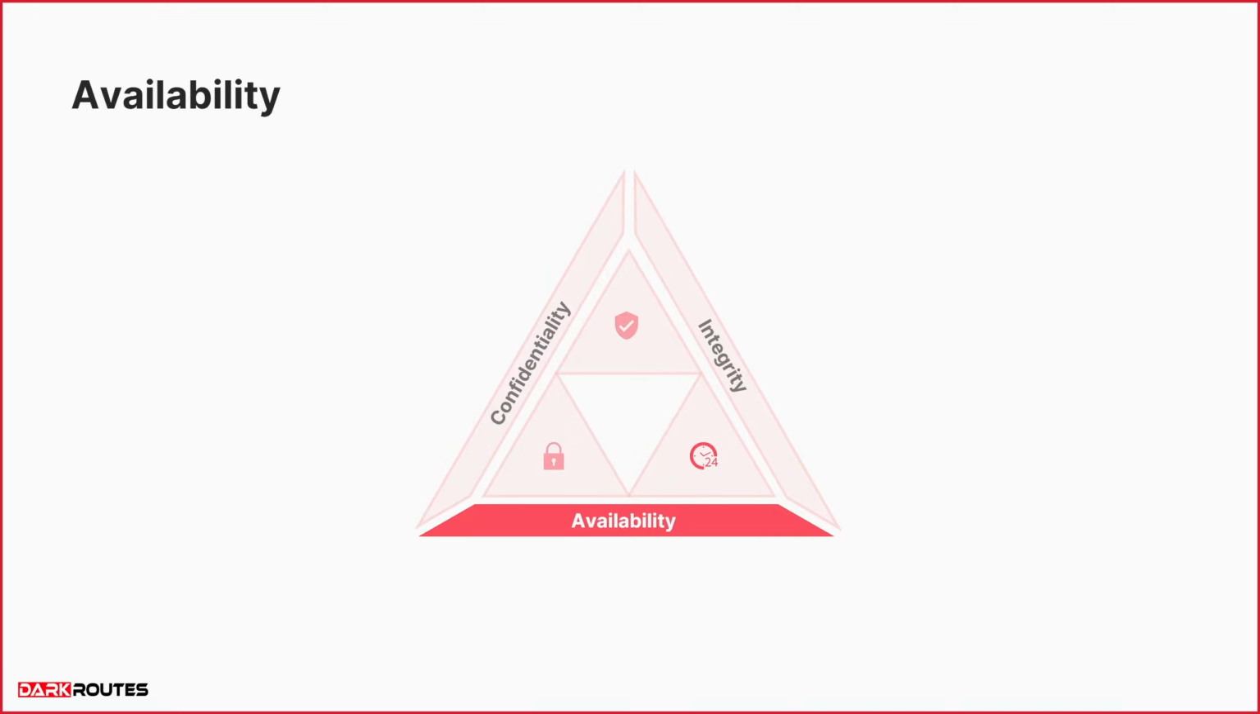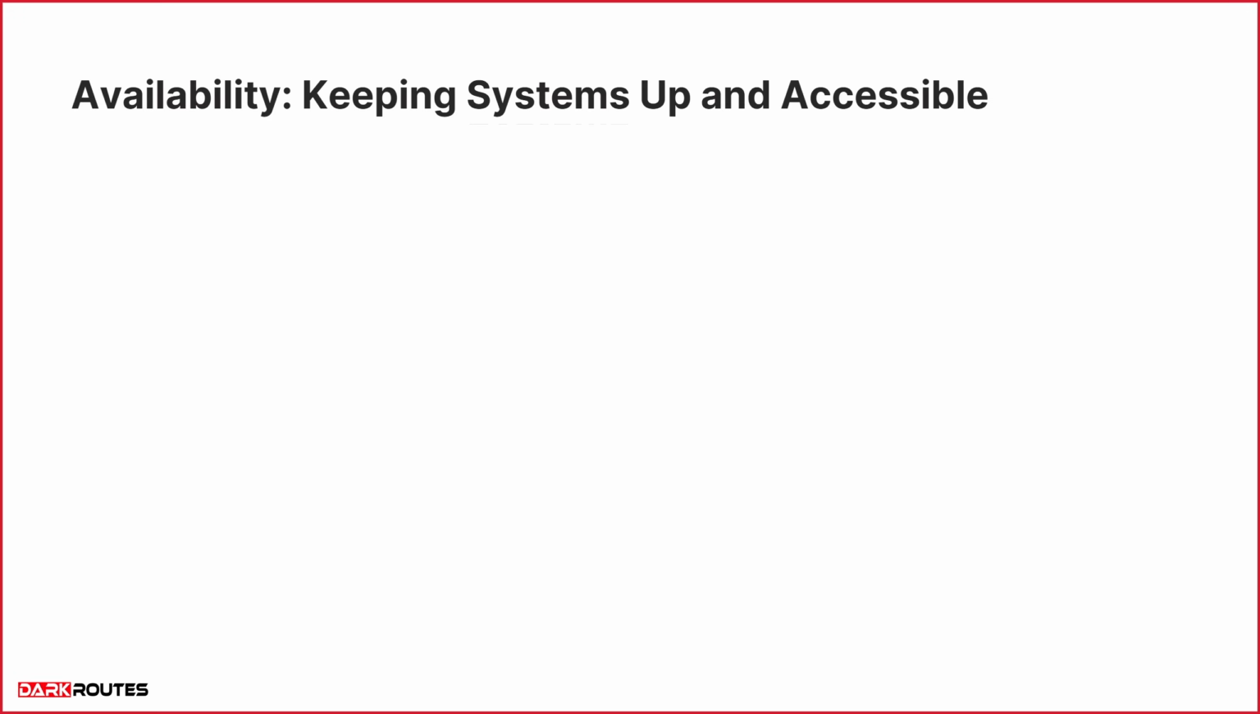Availability is also the backbone of business continuity. Every second of downtime, whether it is a server crash, power outage, or failed database, can lead to lost revenue, reputation damage, and even security risk. In order to truly understand availability, we need to look at the different aspects that help maintain it.